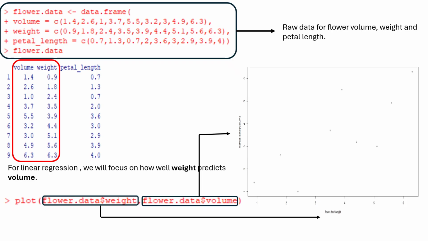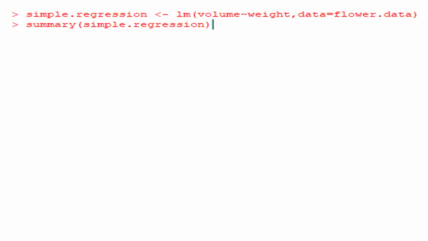Now, after having achieved this scatter plot, we need some tabulated information, some information in terms of numbers regarding the regression which we have done. So for that we type this syntax: simple.regression <- lm(volume ~ weight, data = flower data), and then the summary of this simple regression which we have performed.